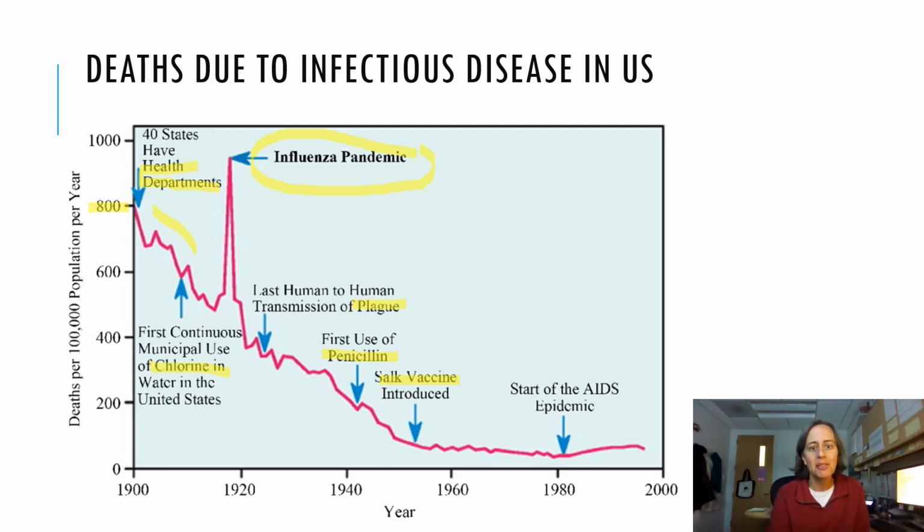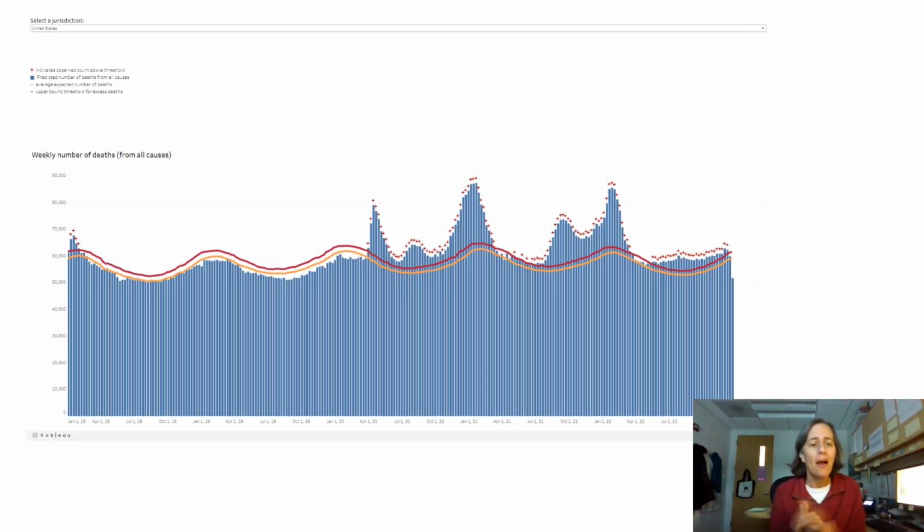And we were doing really, really well. And then you see we had the start of the AIDS epidemic in the 1980s. And so deaths due to infectious disease started to go up again. They then came down as we got good at treating HIV. And then most recently, oh, they're up. Okay, so let me show you what this graph is.